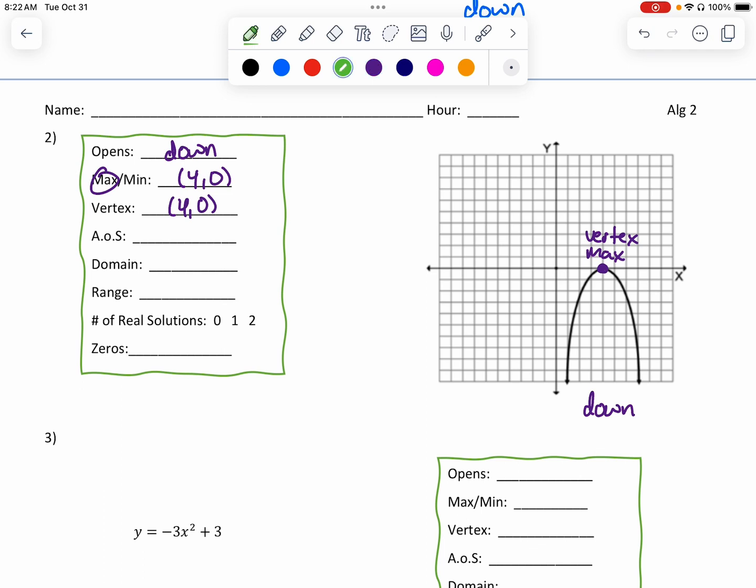My axis of symmetry is the invisible line that cuts through that, so my axis of symmetry is happening at x equals 4. Domain, it's always opening left and right forever. If you want to write yourself a note, that's going to be the same for all parabolas. Every time you have a parabola, it's going to be negative infinity to positive infinity, as long as you've got those arrows at the end. Range, the lowest it's going is negative infinity, and then it's stopping at the y value of 0. This one only touches the x-axis once, so it has one solution, and that solution is at 4, 0.